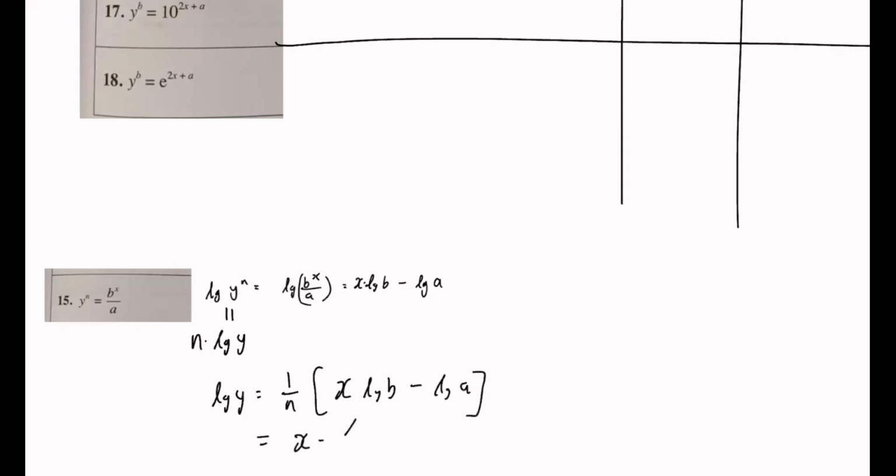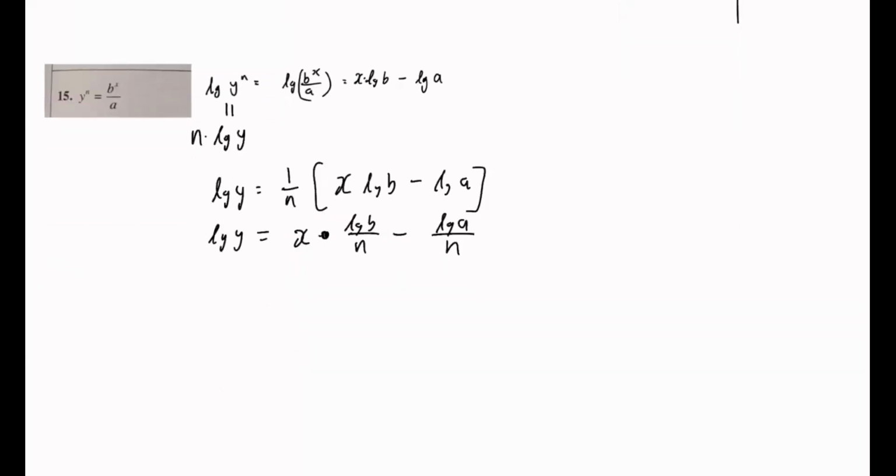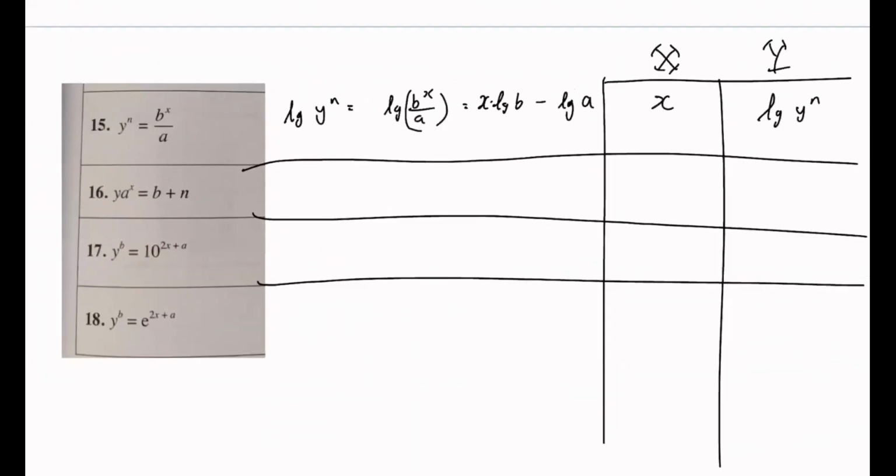So you get x multiplied by lg B over n minus lg A over n. In that case, you'll end up with y equals mx plus c. The x being the variable x, the c being minus lg A over n, the m being lg B over n. This also works. Okay, then let's just finish up the last three.